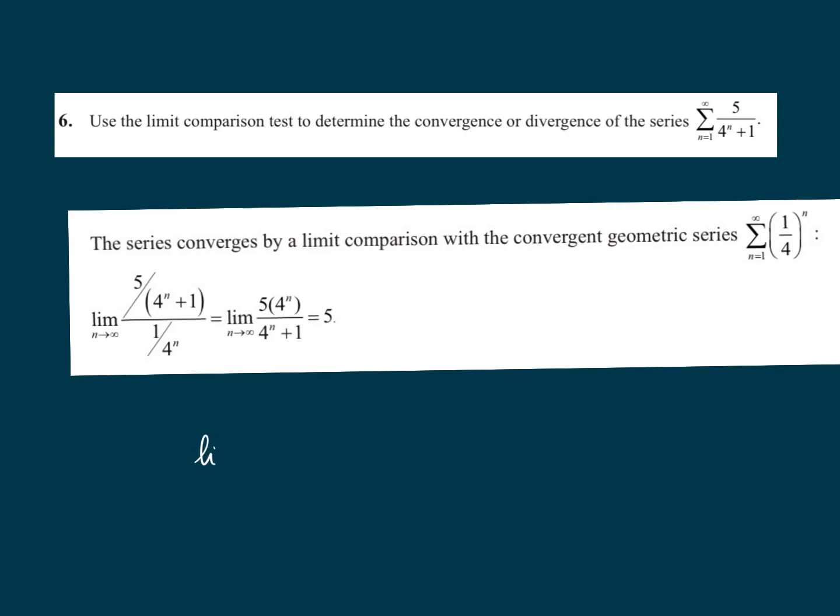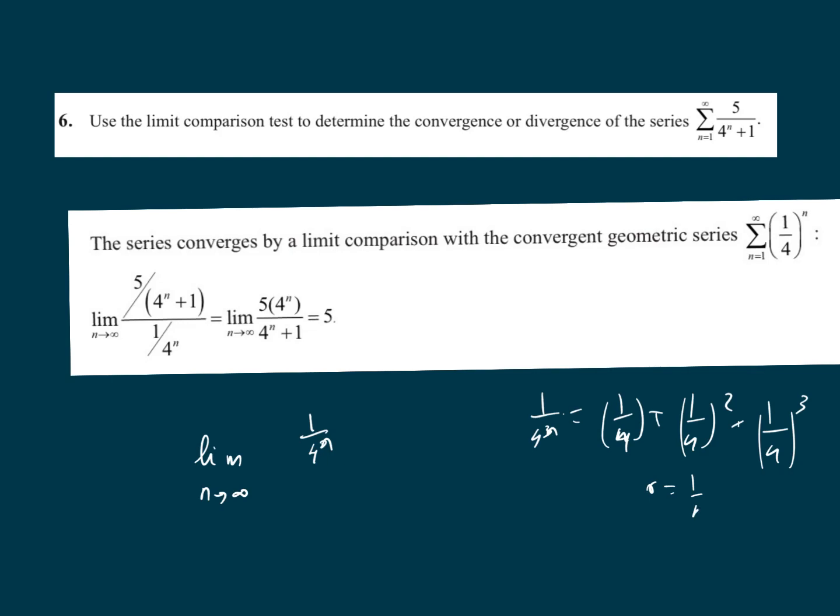The comparison series is 1 divided by 4 to the n. Remember that the sum of 1 divided by 4 to the n is 1/4 plus 1/4 squared plus 1/4 cubed, etc. So this is the series whose r is 1/4. Because r is less than 1, this is a geometric series that converges.